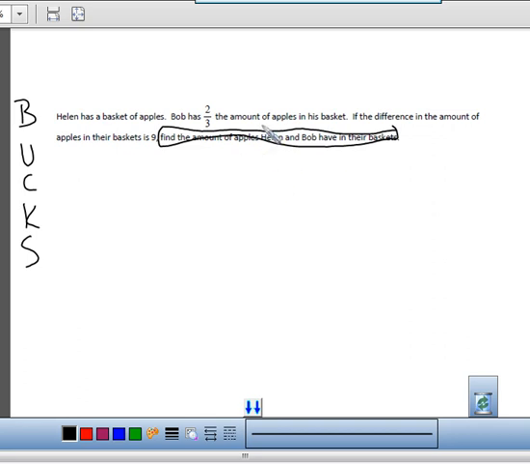Now this is a word problem. This isn't simply finding a number. So I am going to answer this with a sentence. Helen has a basket of apples. So we don't know how much that is. Bob has 2/3 of that amount. We do know that the difference, which is subtraction, of their baskets is 9. So I need a let statement. Since we're basing this all off of Helen, and I don't know how much she has, we're going to let X equal number of apples in Helen's basket.